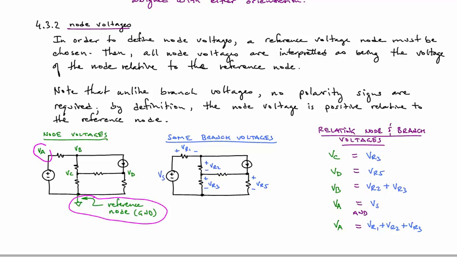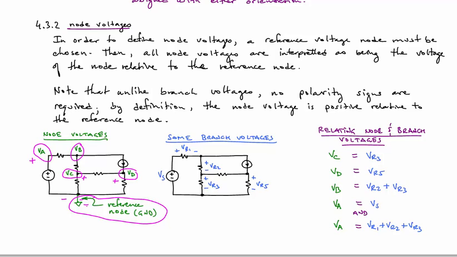Then each node voltage is simply a label that is positioned adjacent to that particular node. Notice there's no plus signs and no minus sign because there's no need for them. Implicit is the fact that the plus sign would be at each node and the minus sign would be at the reference node. So we could do it like this, but that's redundant.